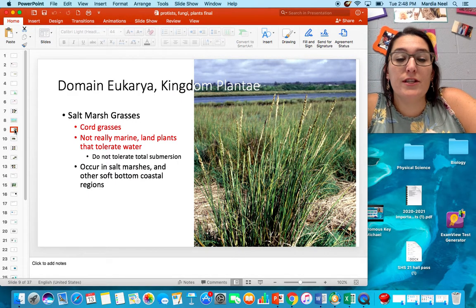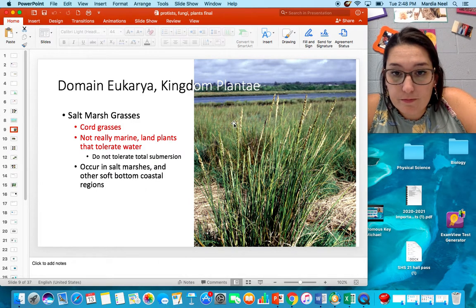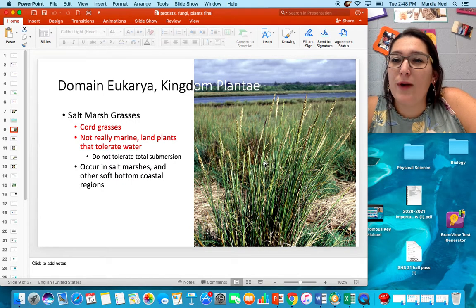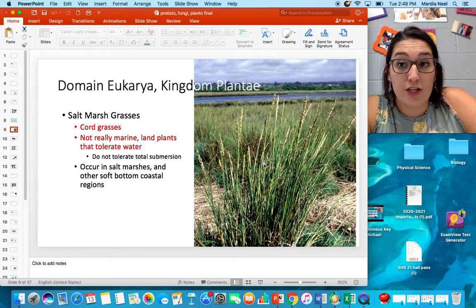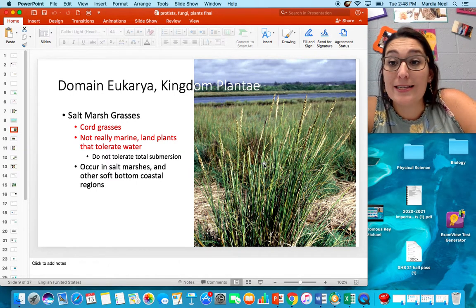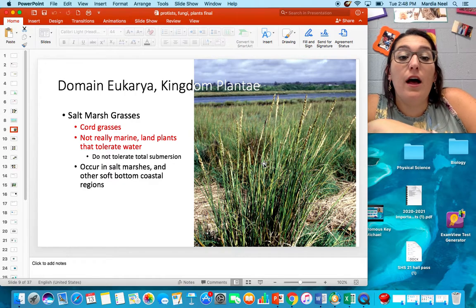Salt marsh grasses. Another name for these are cord grasses. If you look at the individual plant, you can see how it's round, almost like a cord would be. These aren't really marine. These live on land, but they do tolerate water. This is what we call marsh, in a salt marsh. If you've ever heard of marsh grass, this is marsh grass.